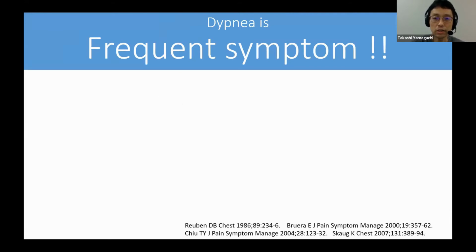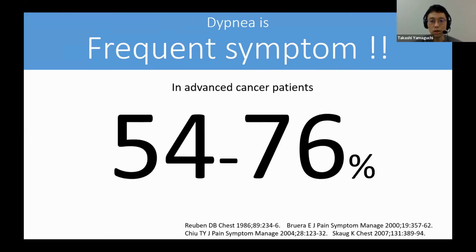So why is dyspnea important when we see cancer patients? First, dyspnea is very frequent in advanced cancer patients. According to previous reports, 50 to 70% of advanced cancer patients develop dyspnea during their disease course. That is a very, very frequent percentage.